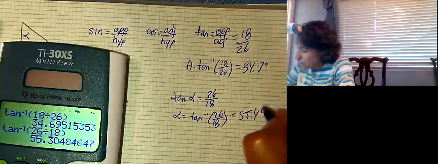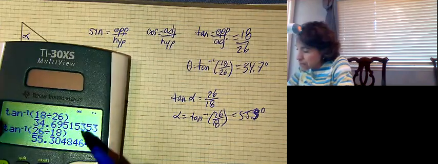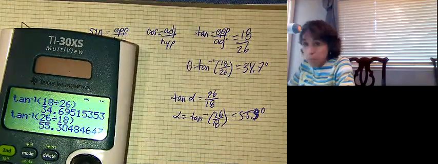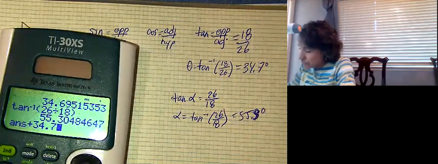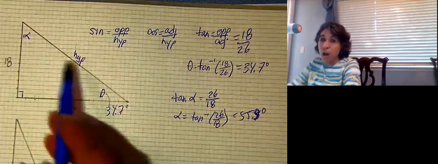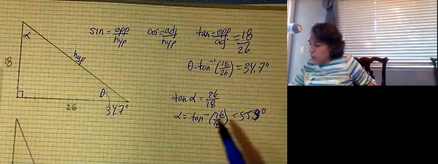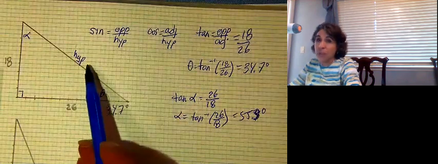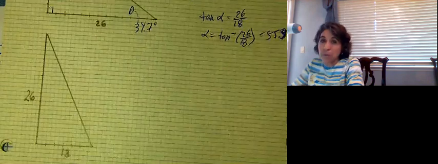Now, let's see, what is that plus the angle I got above it? Here's an example why you want a scientific calculator. Plus 34.7. Sure enough, it's 90 because the angles inside a triangle all add up to 180. Okay? All right, so that was just a review of using the tangent. For sine and cosine, you have to know the hypotenuse. So let's say for the next example, we are going to start with the hypotenuse. So how do I figure out the hypotenuse?